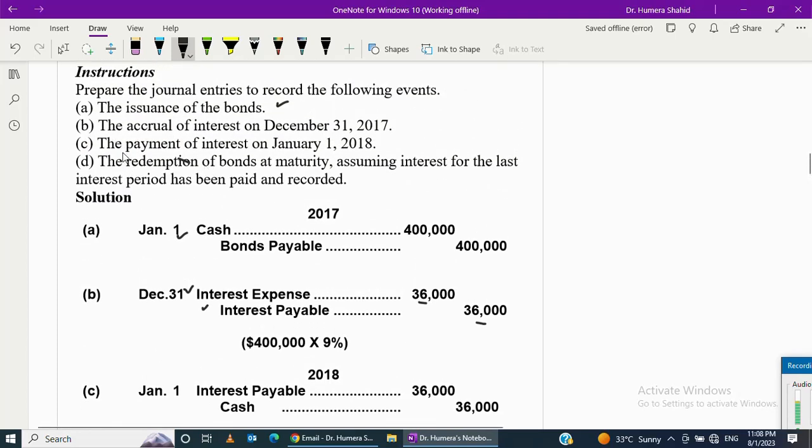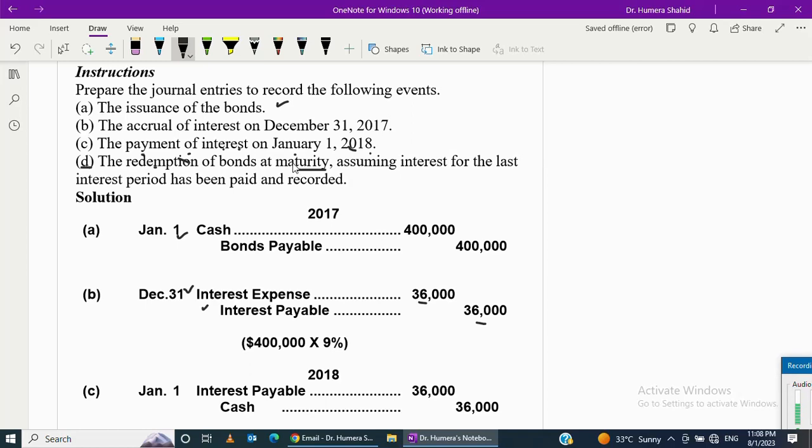Point number C says the payment of interest on January 1st. So we all know interest payable will get debit and cash will get credit. Point number D, the redemption of bonds at maturity. So at maturity, face value will be returned, right? And redemption means retirement. So you return the money to the bondholders and the cash is paid out.